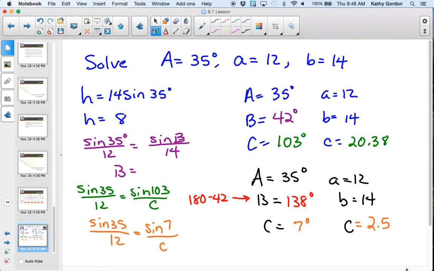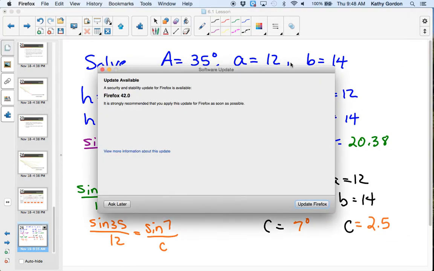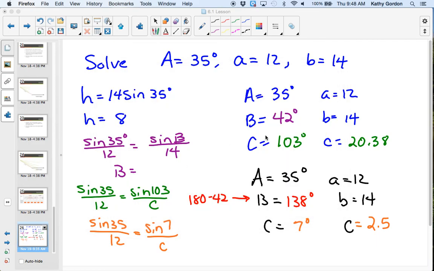Okay, does that make sense? Any questions? All right, so I'm pretty sure I have it posted. I think I got it posted yesterday. If not, I'll get it posted next period, but let's check here.